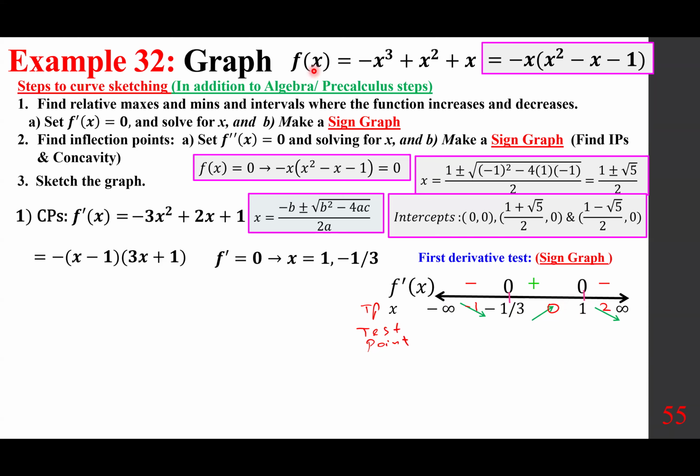And let's put it back into the original function. If I put the 1 here, negative 1 cubed plus 1 squared plus 1. I hope you see the answer is 1, which means local maximum equals 1 at 1 comma 1.